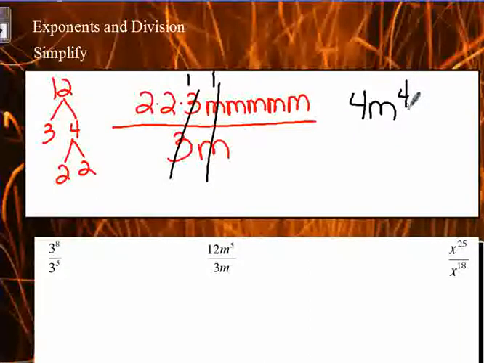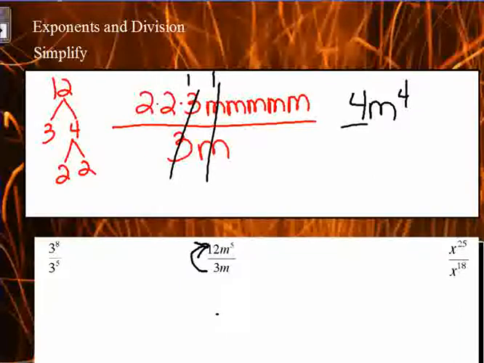Notice I had the fraction 12 over 3. Fractions are the same as dividing. 12 divided by 3 is 4. So m to the 5th divided by m is m to the 4th power.